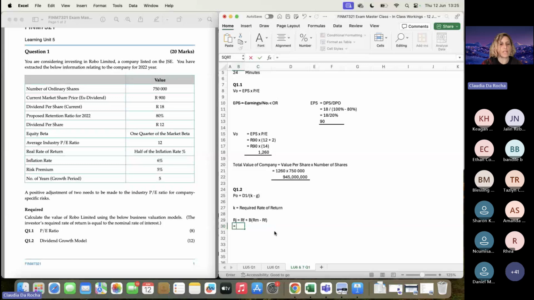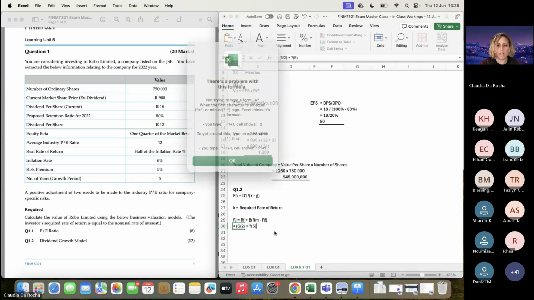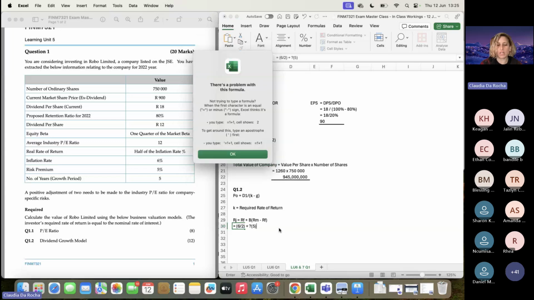Okay, so our risk-free rate is the same as the real rate of return, which is half of our inflation rate. So it's 6 divided by 2, plus, okay, we've got our equity beta, which is 1/4 of the market beta, which we don't actually have. So that's an anomaly. We do have the risk premium, which is 5, which is basically the same as saying your RM minus your RF.